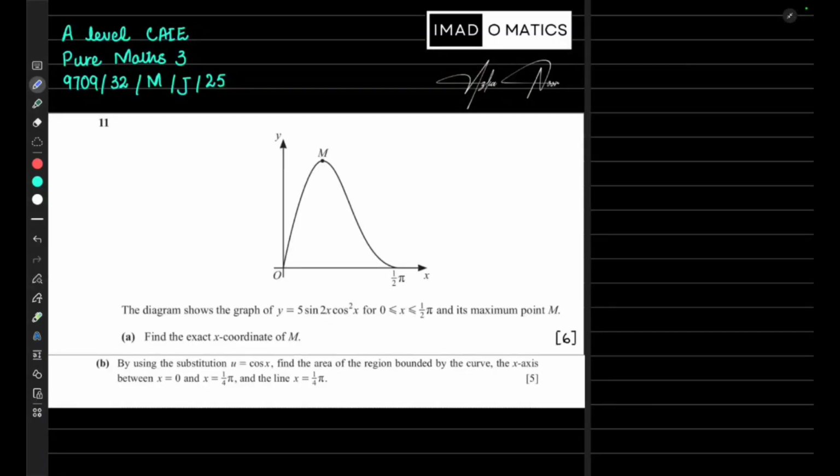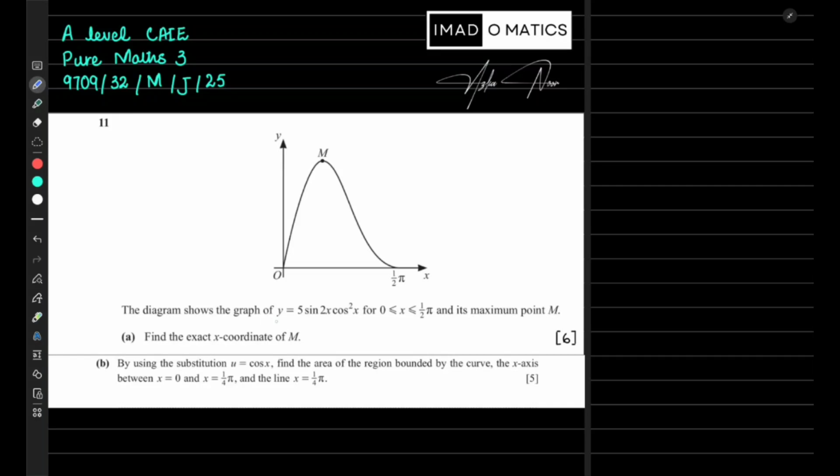Welcome everyone, welcome back to mathematics. We are solving A-level CIE paper, Pure Maths 3, paper code 9709, variant 32, May-June 2025, and question number 11 is the last question of this paper, so let's begin.